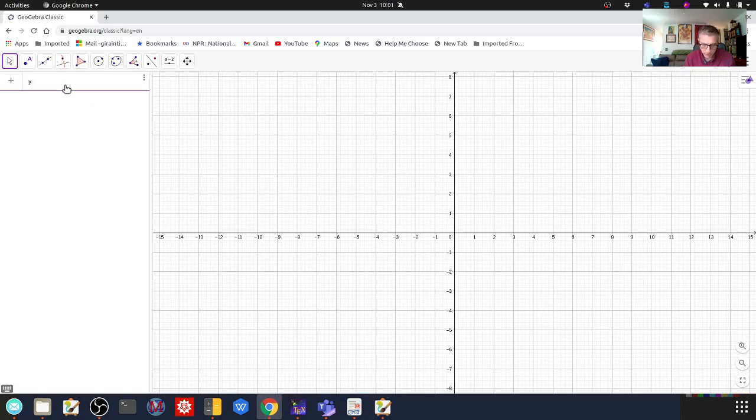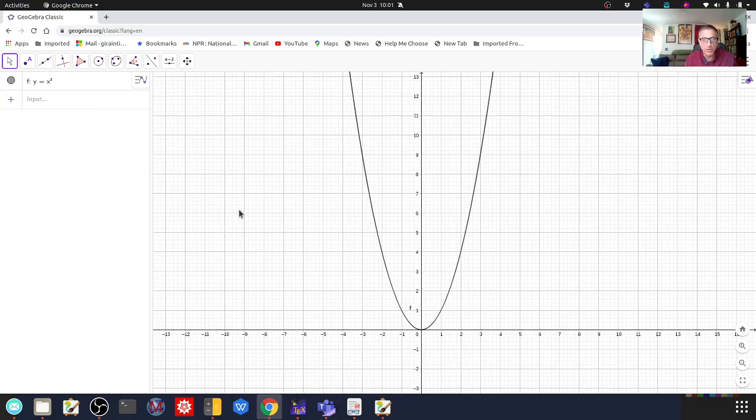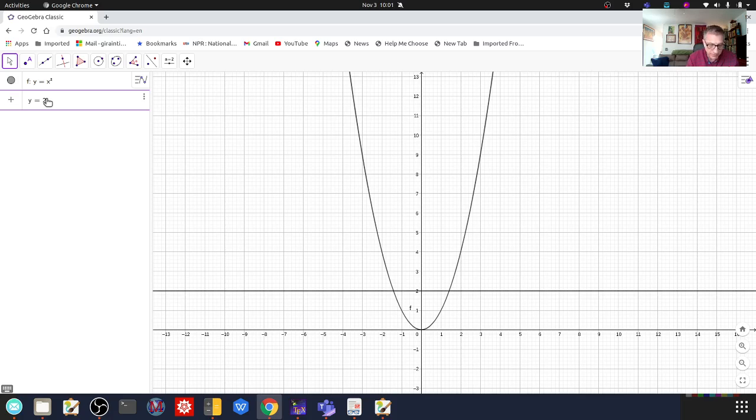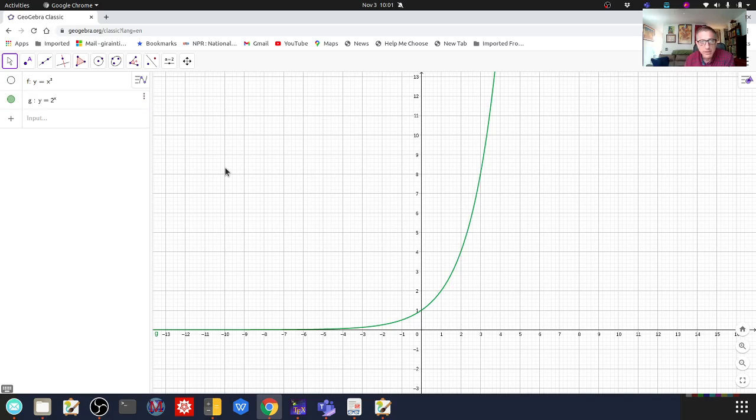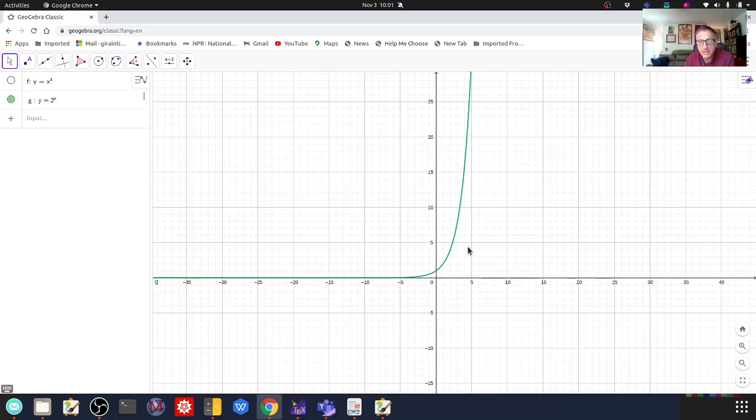So y is equal to x squared. There's our parabolic function, just like we've been seeing. It should be an old friend by now. And now let's do y is equal to 2, our base, raised to the x. Now I'm going to go ahead and turn off my parabolic function. Now I see something quite a bit different.